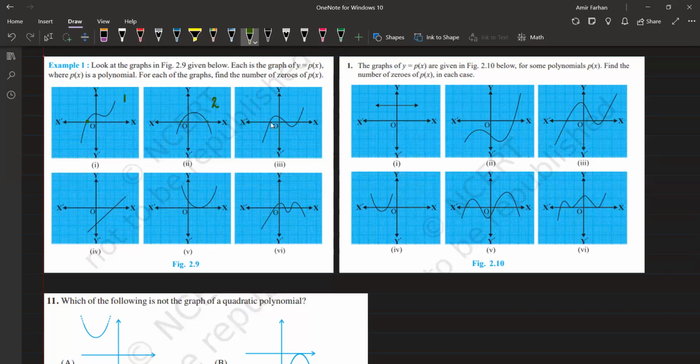Next one. How many zeros? 3. 1, 2, and 3. Okay, very good. 3. Next one. Gianna, tell me. Ifra, tell me. 1, sir. 1. Yes, only one intersection point is there, which is at the x-axis. That is 1. Next one.